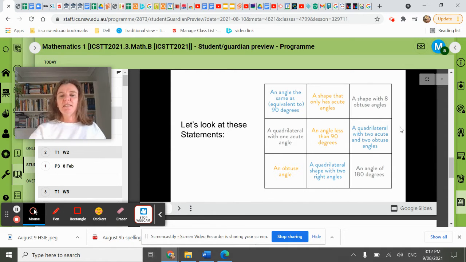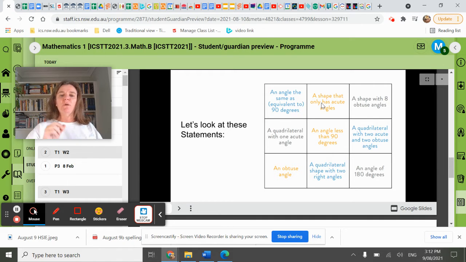Now you've got some sentences here, some statements. The first one says an angle the same as, well, that means equal to 90 degrees. Now a right angle is 90 degrees. So that means it has something that looks like this. The next one, this shape only has acute angles. So they're all very small angles where the lines meet. A shape with 8 obtuse angles. So they're all bigger than 90.